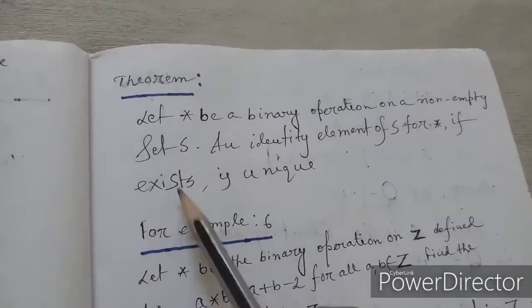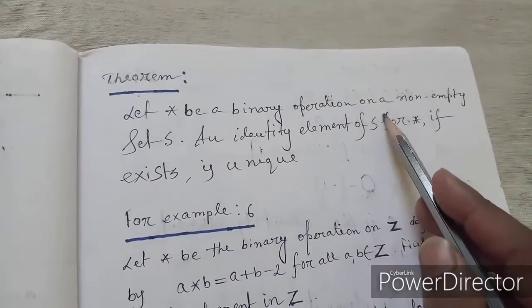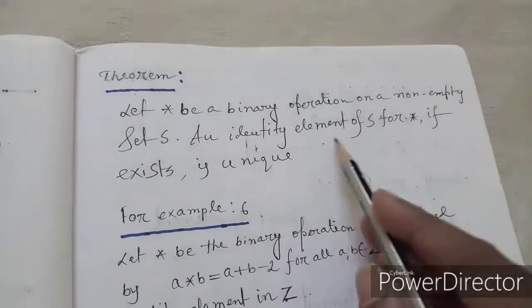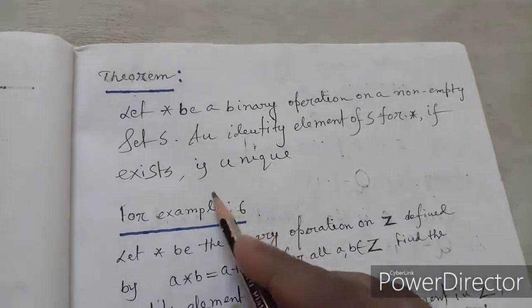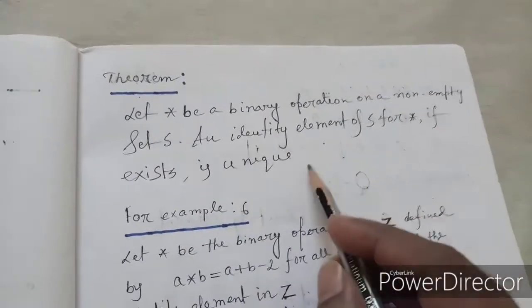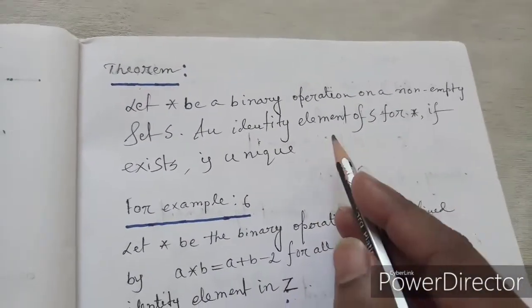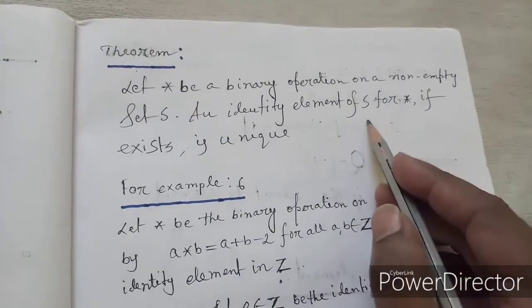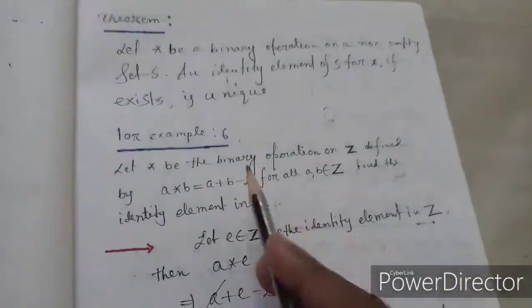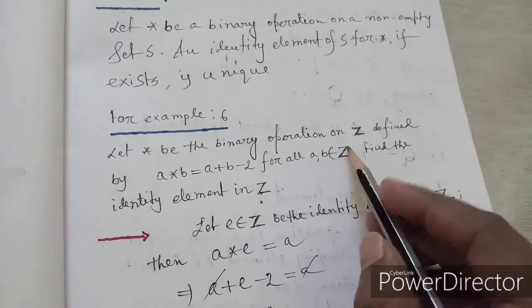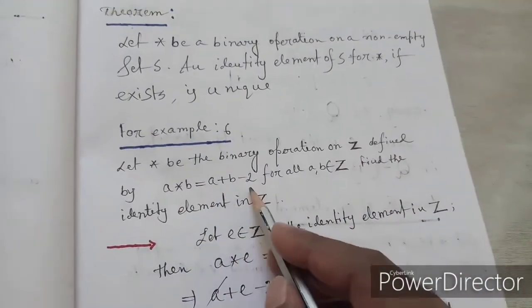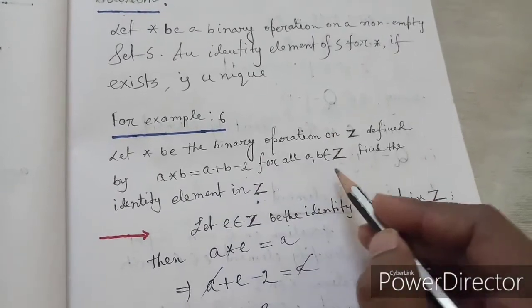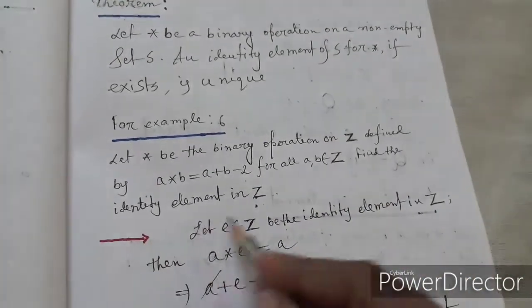Now the theorem. Let star be a binary operation on a non-empty set S. An identity element of S for star, if it exists, is unique. That means the identity element is the unique element for a non-empty set S. Now for example, let star be a binary operation on Z defined by a star b equal to a plus b minus 2 for all a, b belonging to Z. Then find the identity element in Z.